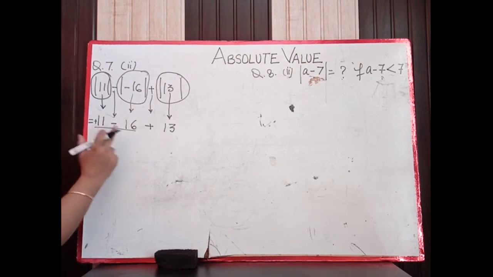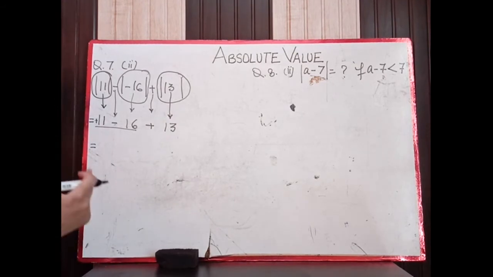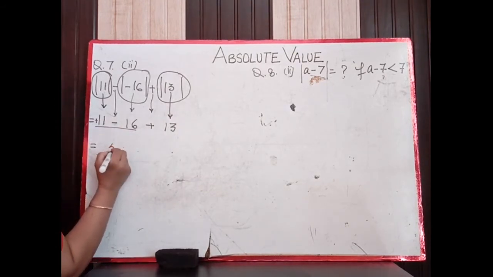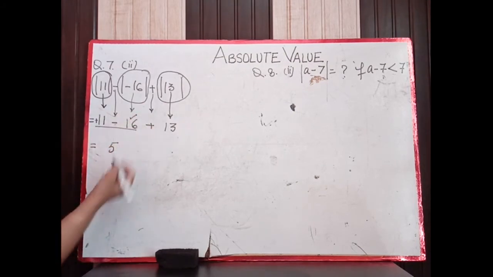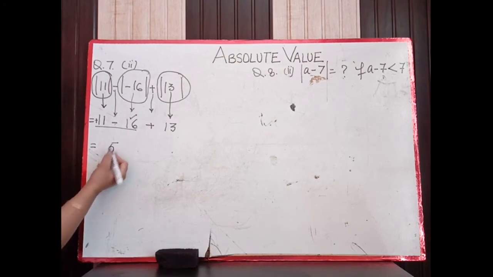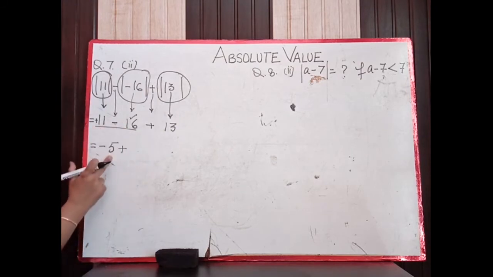First is positive, second is negative. So when one number is positive and the second is negative, we have to subtract. So 16 minus 11, 5. Which number is greater, 11 or 16? 16 is greater, so the answer will have the sign of 16. What is the sign of 16? Minus. So it will be minus 5. After solving this, we have got minus 5.